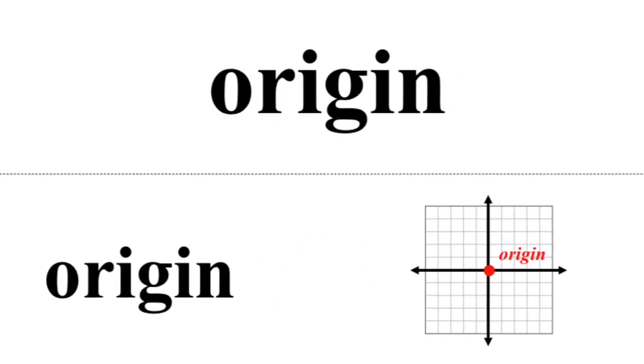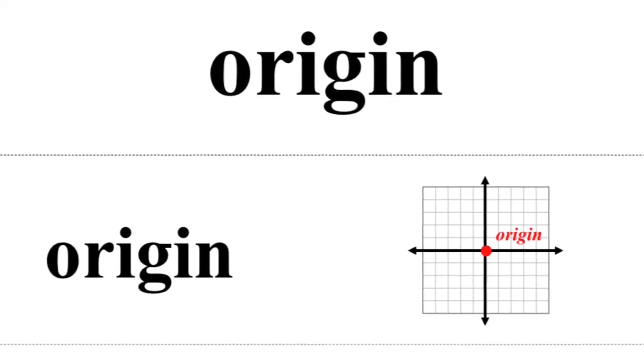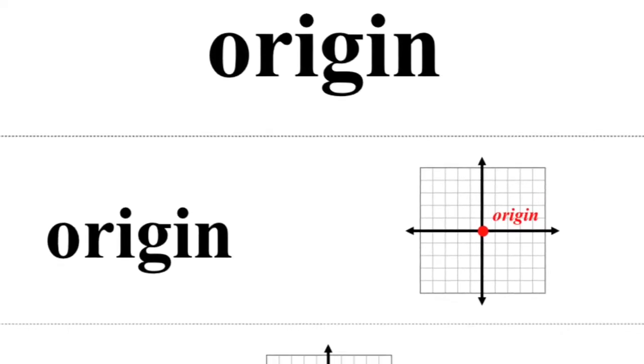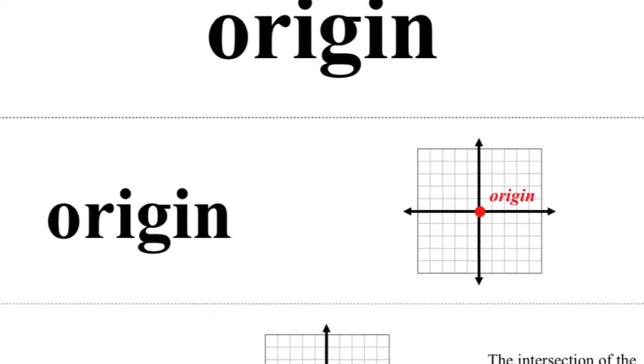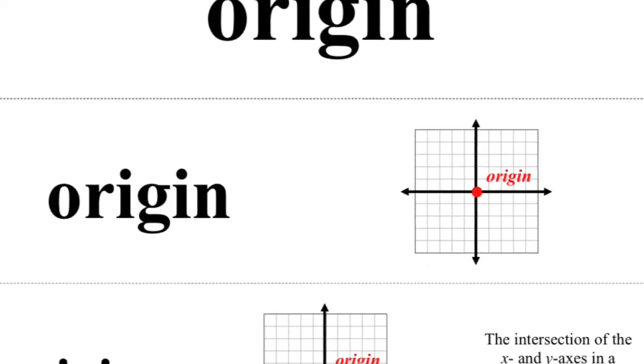The origin of the coordinate plane is the point 0, 0. It is exactly in the middle of the coordinate plane.